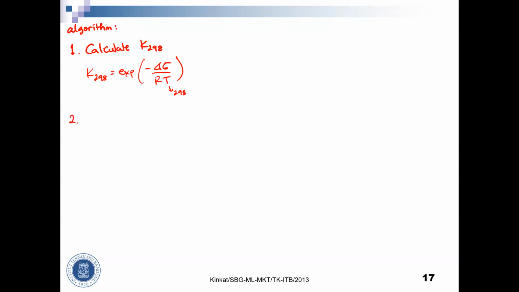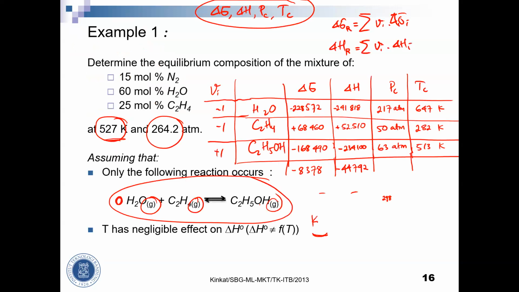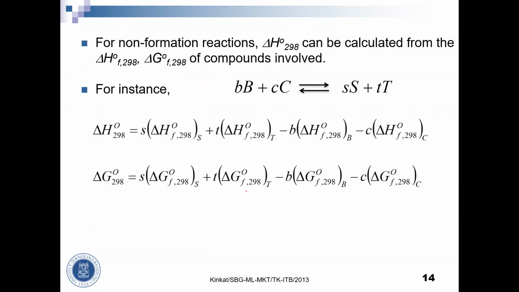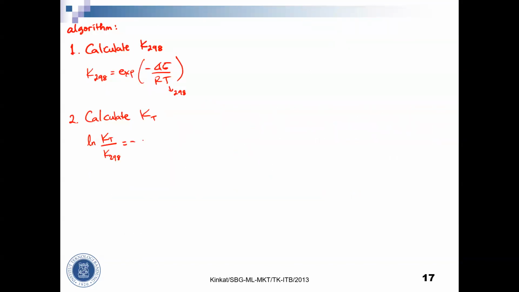Number 2, calculate K at a certain temperature, KT, using the van 't Hoff equation: ln of KT over K298 equals minus delta HR over R times (1 over T minus 1 over 298).